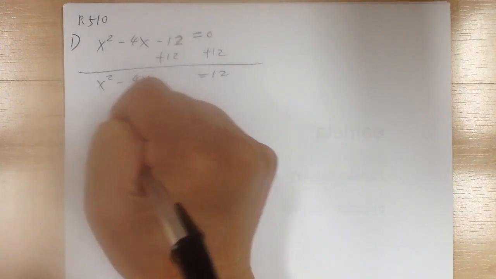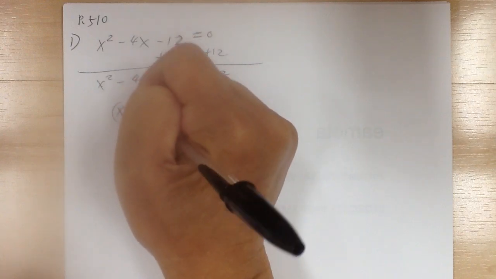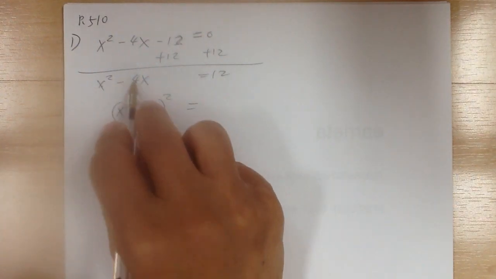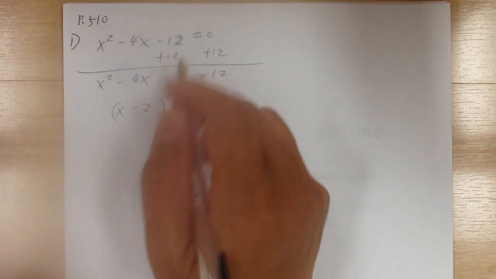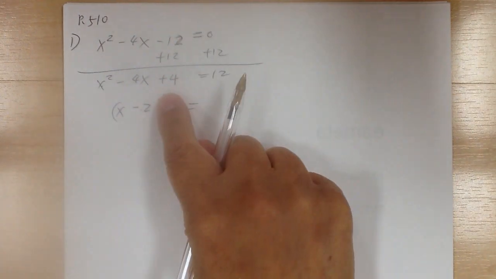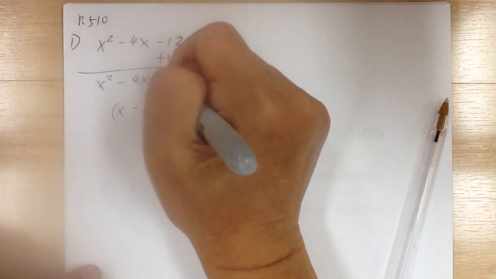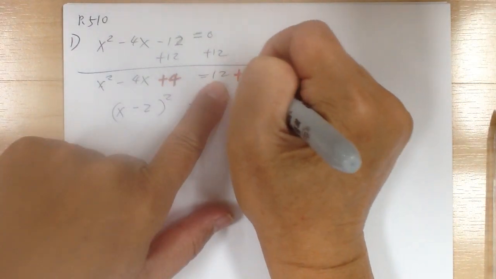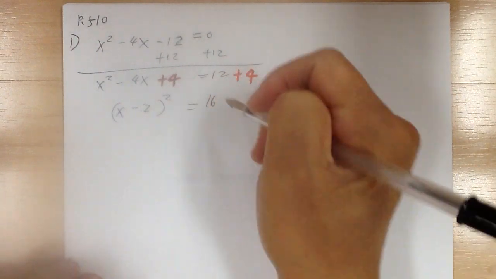And then from here, you need to go and get your perfect square. So from this, you get x. From here, you take the half of that, so it will be minus 2, because 2 times negative 2 will give you negative 4. But now from here to here, you're missing a number. So you need to square this, so it will be plus 4. This is the number that you need to add to make it a perfect square. Now, when you add 4 on this side, you need to add 4 on this side. And so you end up with 16.